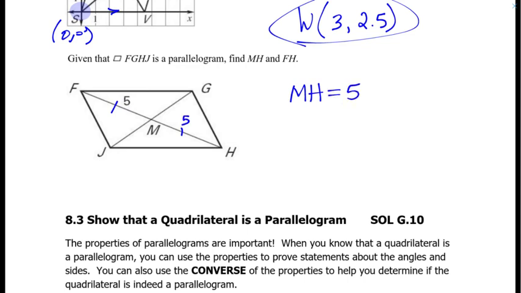And if we know that those two lengths are both 5, then the total of them, all we have to do is add them together. The length of FH is going to have to be 10.